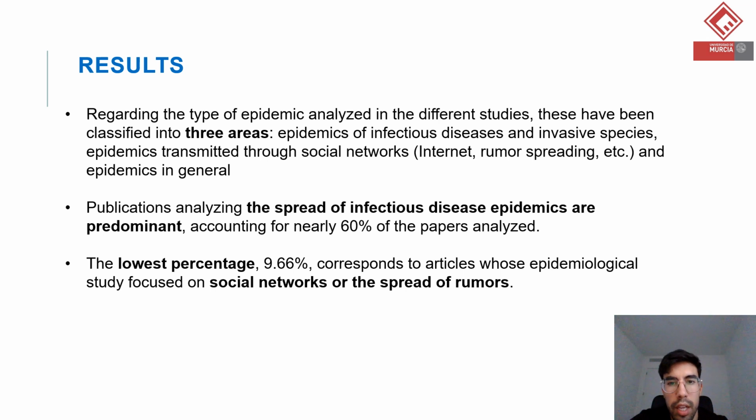The lowest percentage, 9%, corresponds to articles whose epidemiological study focuses on social networks or the spread of rumors. Of the papers published up to the time of data collection, at the end of 2021, there are 21 research papers focusing on the current pandemic caused by COVID-19.